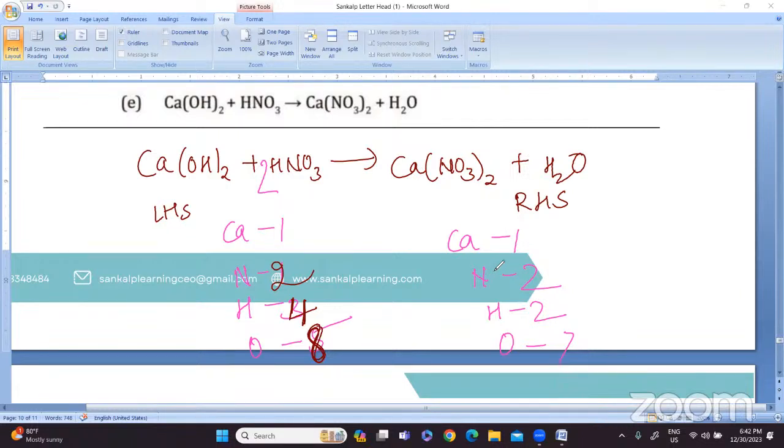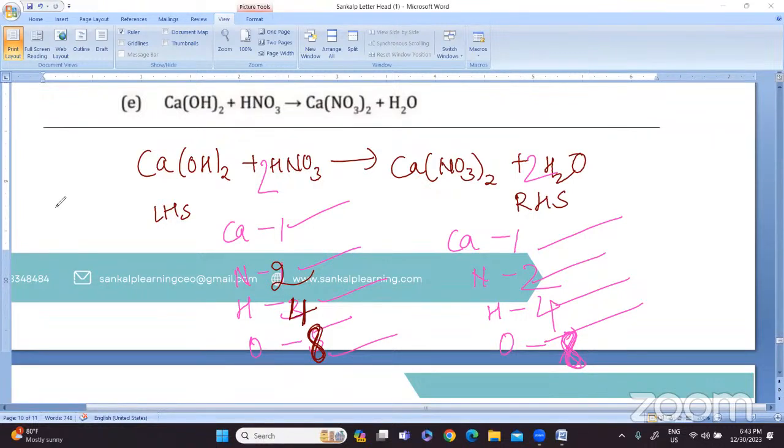Okay, now we'll see here. Calcium is 1, nitrogens are 2, then hydrogens are, so if I put here also 2. Now you see, hydrogens will be 4. Oxygen is 8. This is also 8. So now is it balanced? Calcium 1, nitrogens are 2, hydrogens are 4, and oxygens are 8. Yes. So it is a balanced reaction. So understood. So like this.